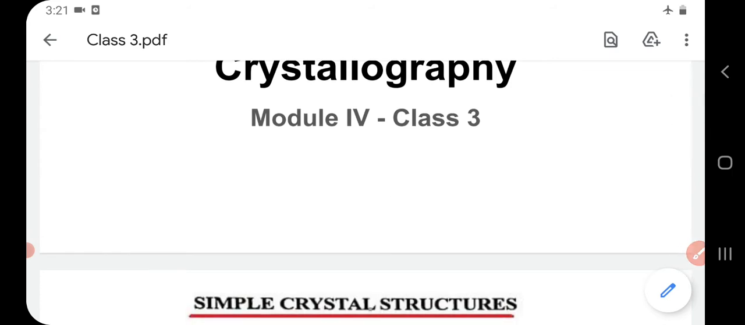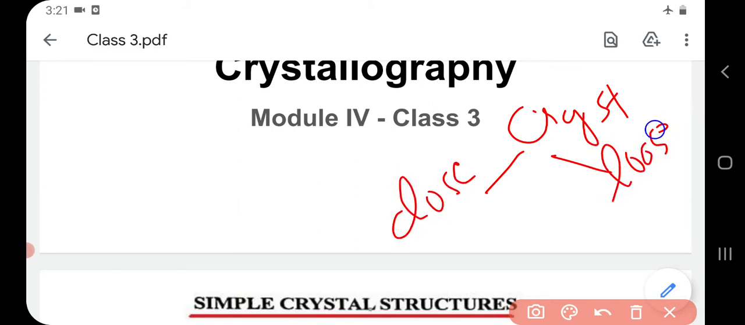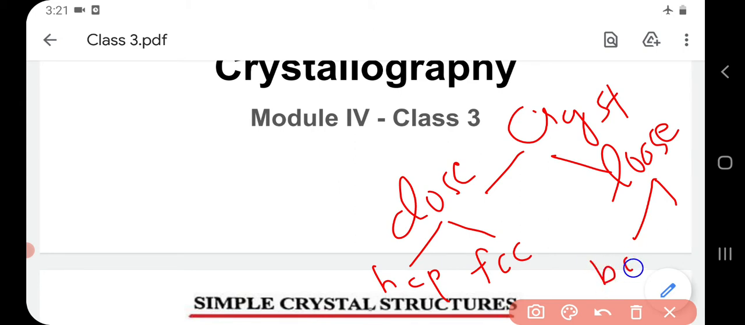Crystal structures are broadly classified into two. They are close packed structures and loose packed structures. Now these close packed structures are again classified into two, which are the hexagonal close packed structures, that is HCP, and face centered cubic, FCC. Now these loose packed structures are again classified into two. They are body centered cubic BCC and simple cubic SC. So this is the classification.